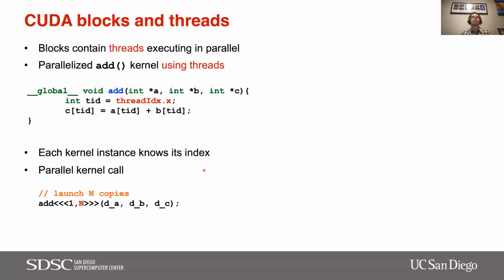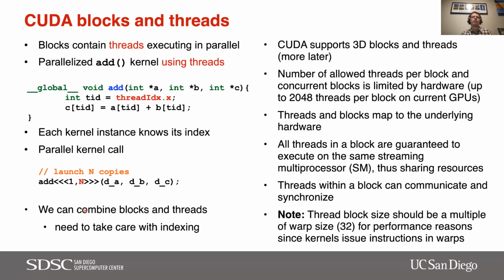But I can also use threads. There's a different variable that's called thread ID. And that basically indexes that second number here in the kernel launch, right? So again, this implementation needs to be consistent with how I call the kernel. I can do the same thing, and then I can combine blocks and threads, right? So I need to take care of the indexing. That's the important piece, right?